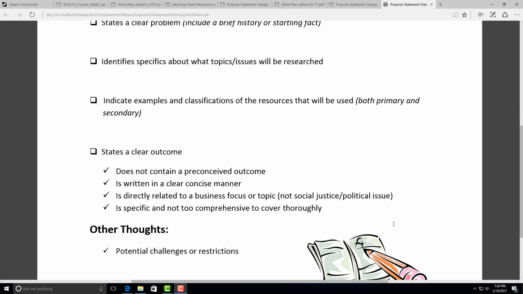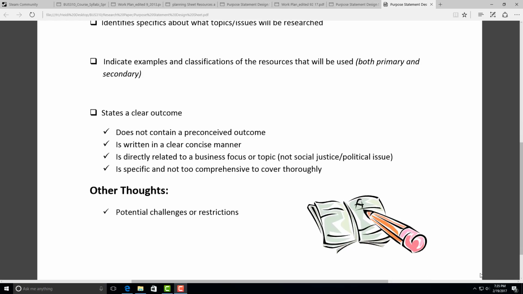It does not contain perceived outcome. For example, this paper will prove. It is written in clear and concise manner. It is directly related to business focus or topic, not social justice or political issue. And it is specific and not too comprehensive to be covered thoroughly. Other thoughts we'll discuss throughout this process.